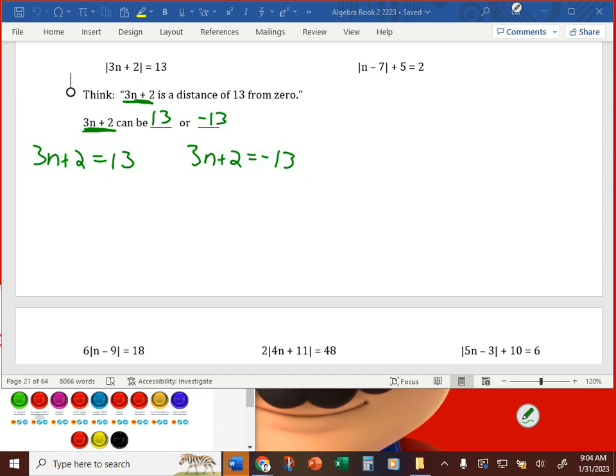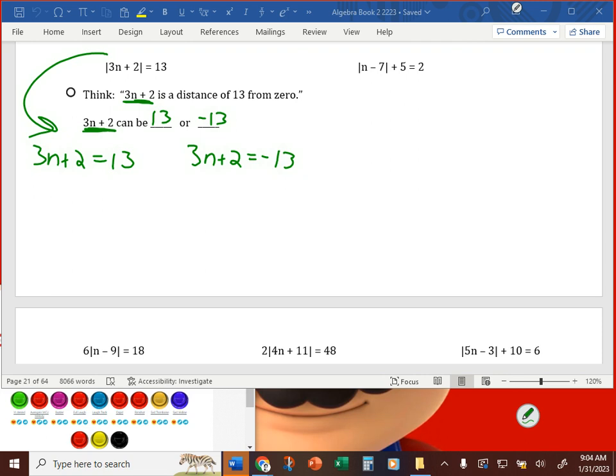It's tough to see the reasoning to get from here directly to here unless you have a solid understanding of what's going on. It's those intermediate steps. What does absolute value mean? A distance from 0. So 3n plus 2 is a distance of 13 from 0. 13 and negative 13 are both a distance of 13 from 0. Therefore, 3n plus 2 can equal both 13 and negative 13.